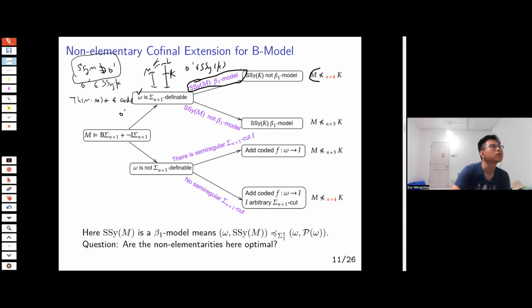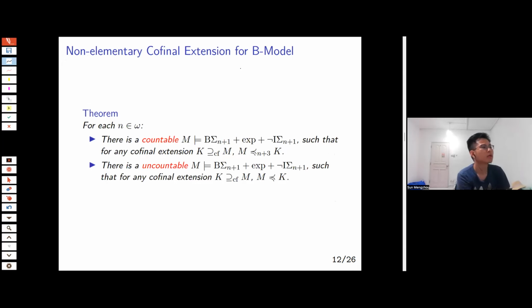Okay, so here is the theorem. The first one is just what I mentioned. There is a countable M such that for any cofinal extension K, we get n plus 3 elementary. And actually, in the future, I will give a slightly stronger version: any countable M can be extended to such a model. The second one is, if we drop the countable condition, then we can actually get an M such that any cofinal extension is fully elementary.